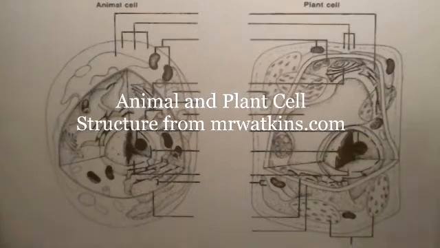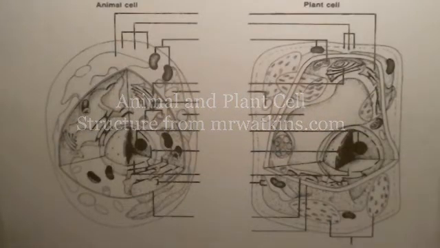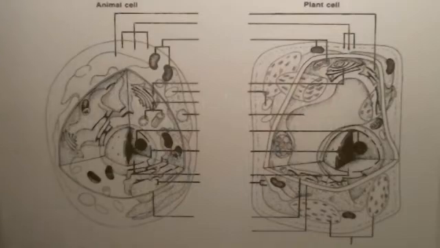Today I'm just going to go over some very basic parts of an animal and plant cell. One thing you should note right off the bat, this particular diagram can be downloaded off of my website, mrwatkins.com. Also, please note that both of these cells have membrane-bound organelles. Because they do, that means that they are eukaryotic cells. So let's go ahead and get started.